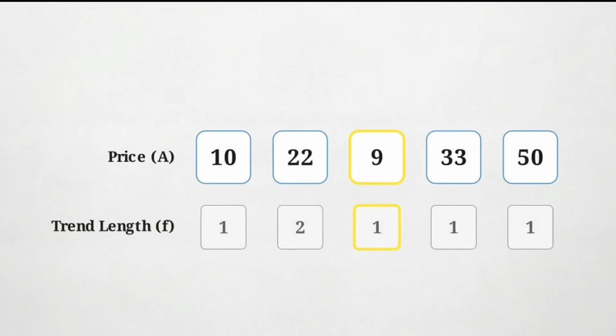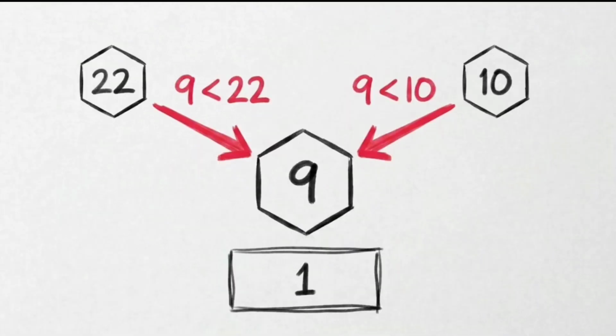Moving to the number 9, the algorithm performs a backward glance. It audits the historical prices to see if the 9 can extend an existing trend. Because 9 is lower than both 22 and 10, it cannot extend either of those trends. Its DP value remains at the baseline of 1.